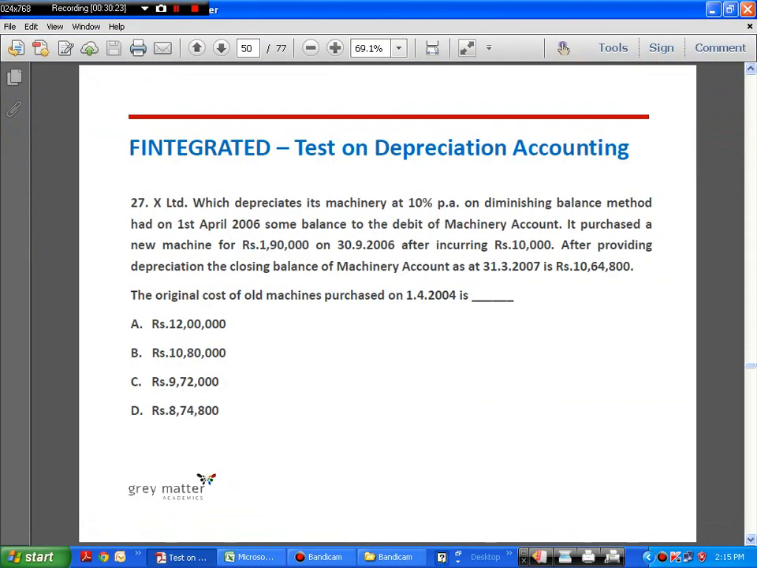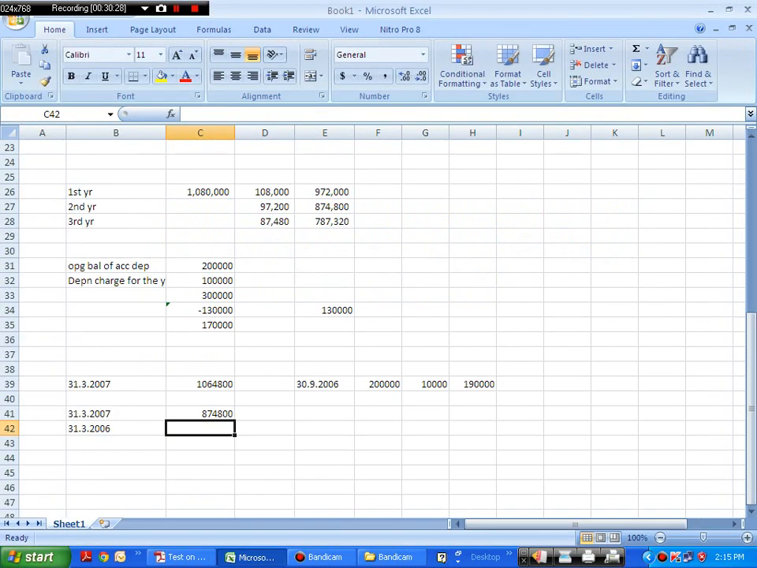We know that the assets have been depreciated at 10% per annum on diminishing balance method, which means that this value, that is 874,800, will be 90% of what it was on 1/4/2006 or 31/3/2006. So the value on 31/3/2006 will be this divided by 0.9 or 90%. It gives us 9,72,000.